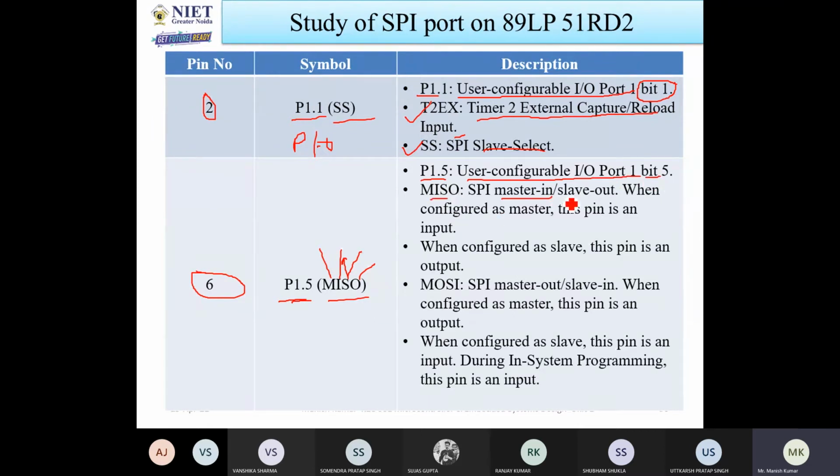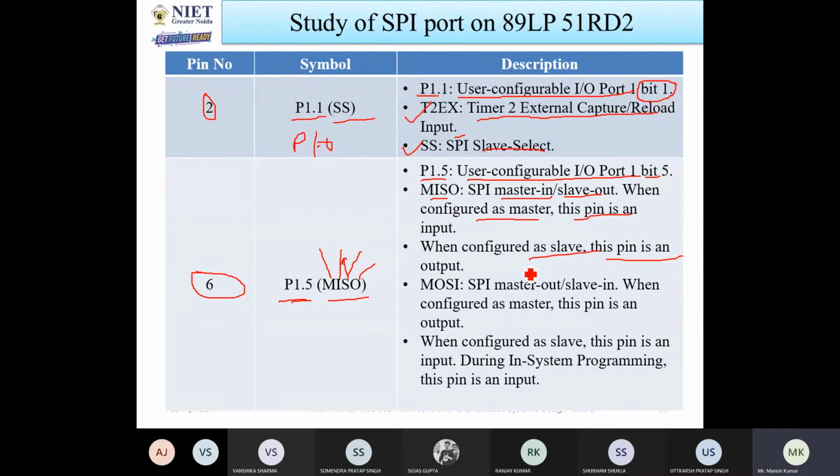MISO, master in, slave out. So when it is configured as master, it means that this pin is input. Okay, master in, it means that it's an input pin for master. But slave out, it means that it is an output pin for the slave. So the same thing, when configured as a slave, this pin is an output pin.